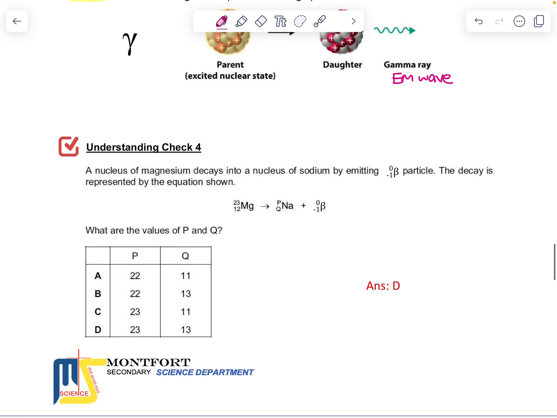Okay, let's look at this example. A nucleus of magnesium decays into sodium by emitting a beta particle, which is an electron, and the equation is shown as this. The mass number does not change, so P still remains 23, but this time Q will gain 1 proton, so it becomes 13. And the answer is D.